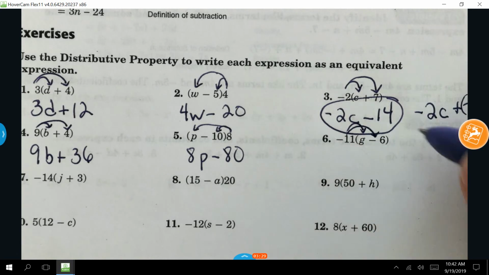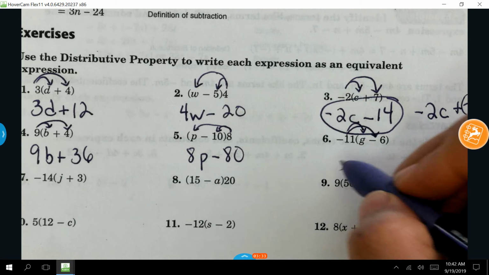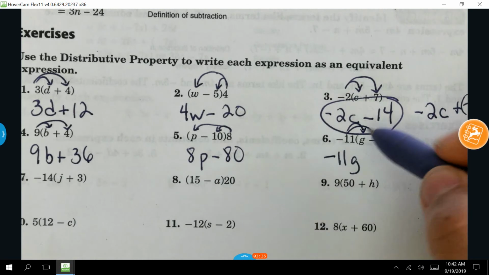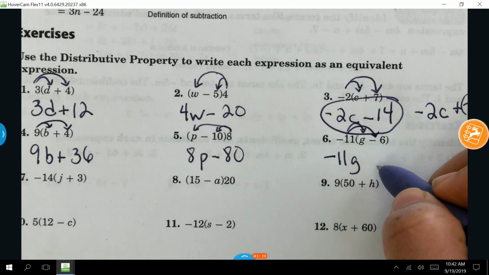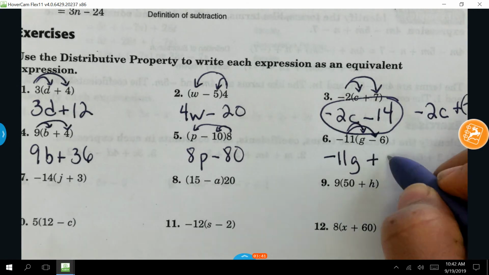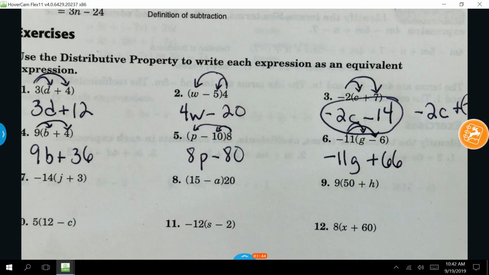And this is a really good one to do because of all the negatives. You distribute this and that. What is negative 11 times G? Negative 11G. And then what is negative 11 times negative 6? Positive 66. Okay? Does this make sense? Why put minus negative when you could just put plus? Do you understand what I'm talking about?